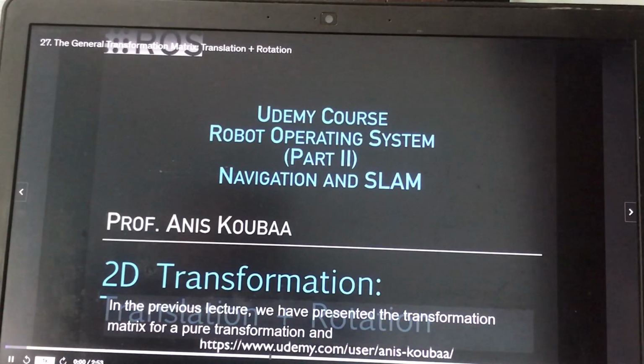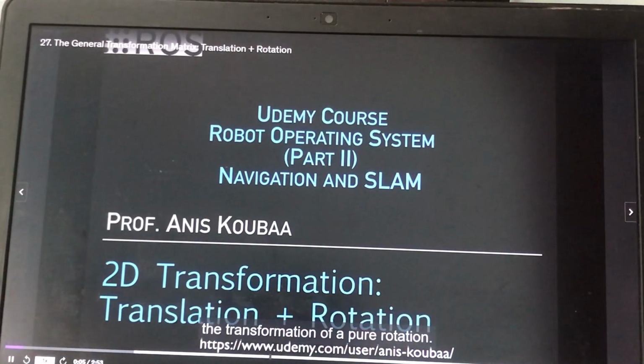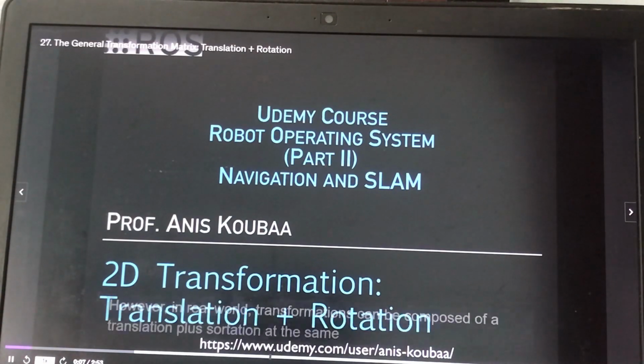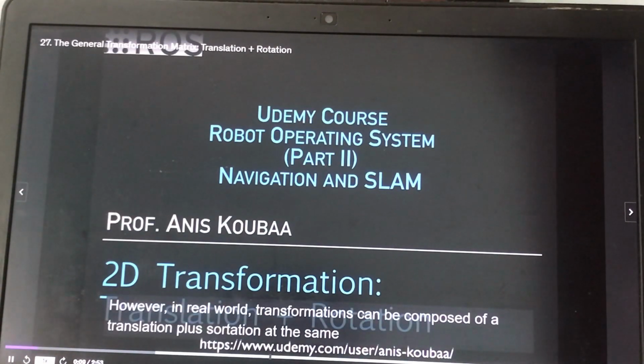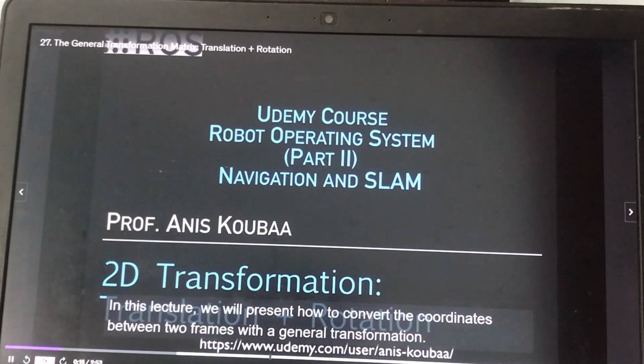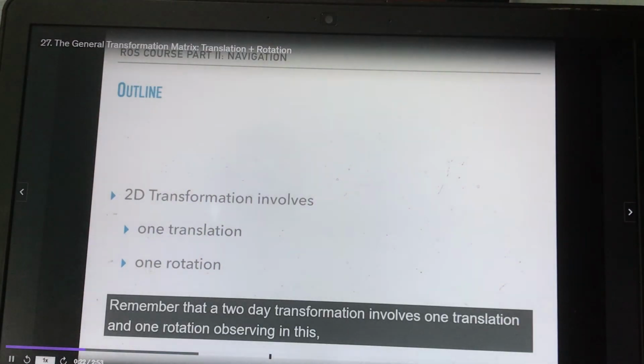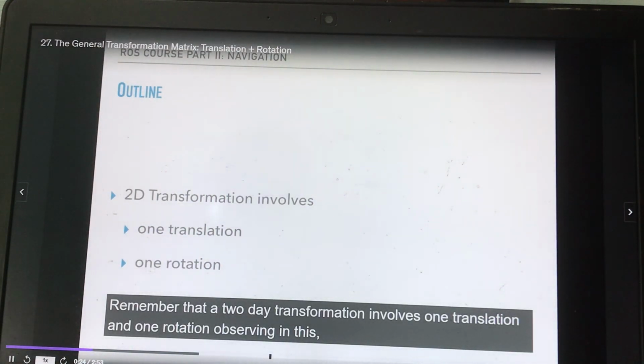In the previous lecture, we have presented the transformation matrix for a pure translation and the transformation of a pure rotation. However, in the real world, transformations can be composed of translation plus rotation at the same time. In this lecture, we will present how to convert the coordinates between two frames with a general transformation. Remember that a 2D transformation involves one translation and one rotation.